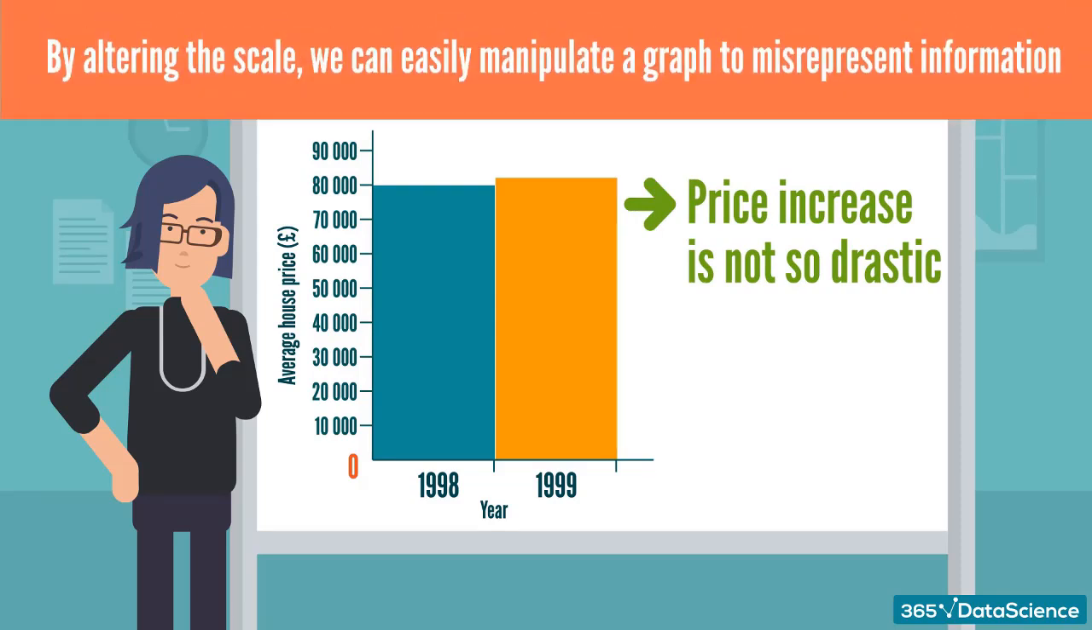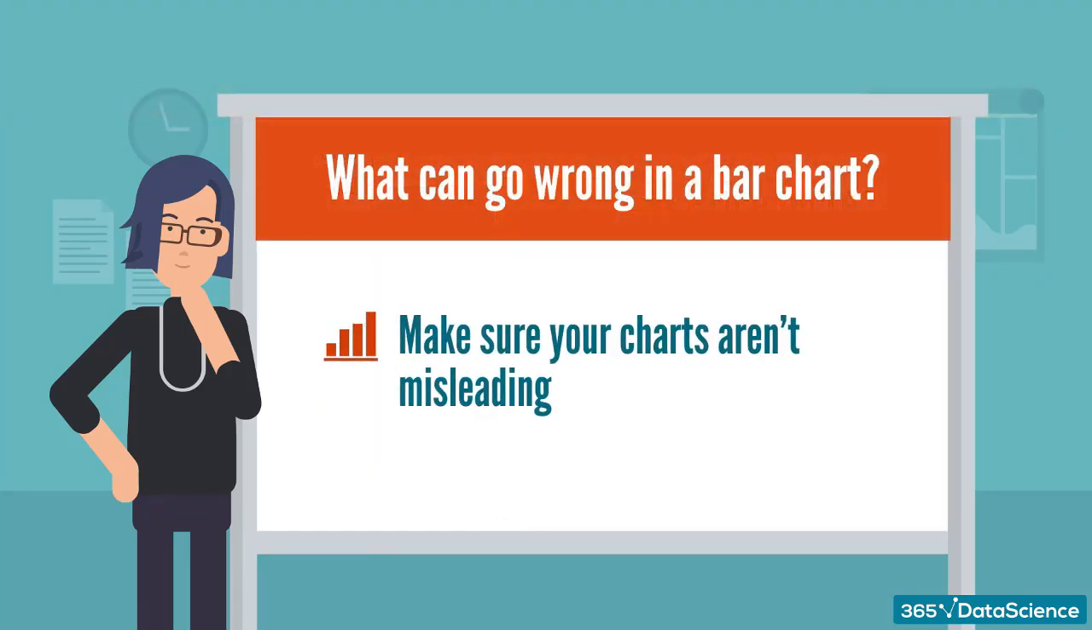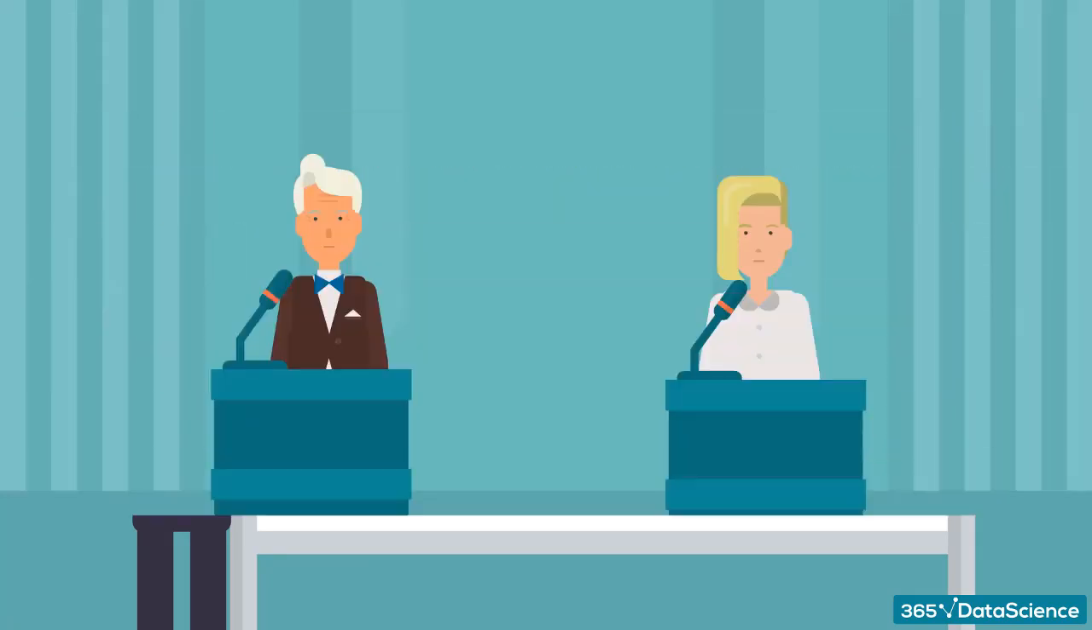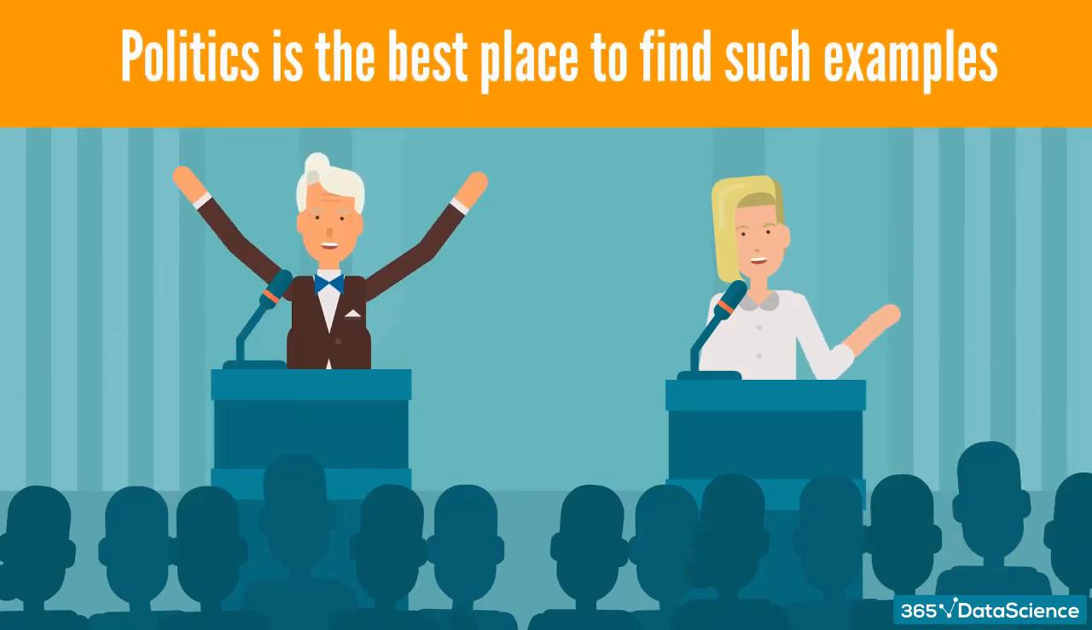By altering the scale, we can easily manipulate a graph to misrepresent information. Of course, this can happen by accident. That's why it's always important to make sure our charts aren't misleading. Such misinformation can also be intentional. This is especially common in political races, where candidates aren't shy to mislead the audience.